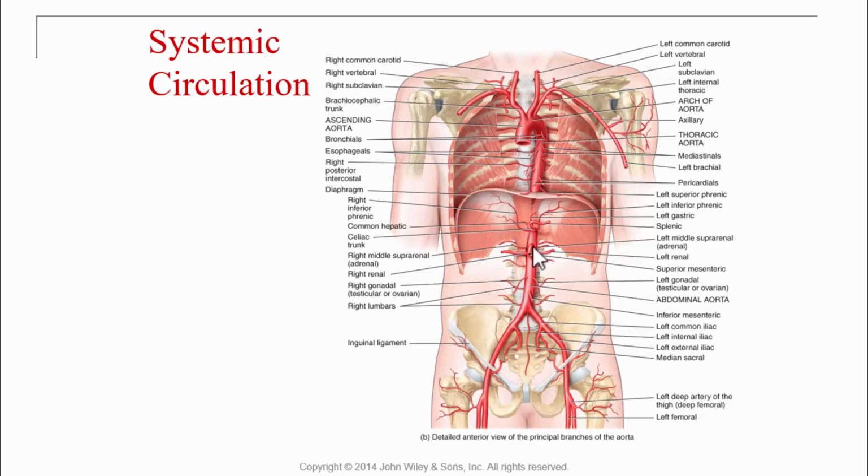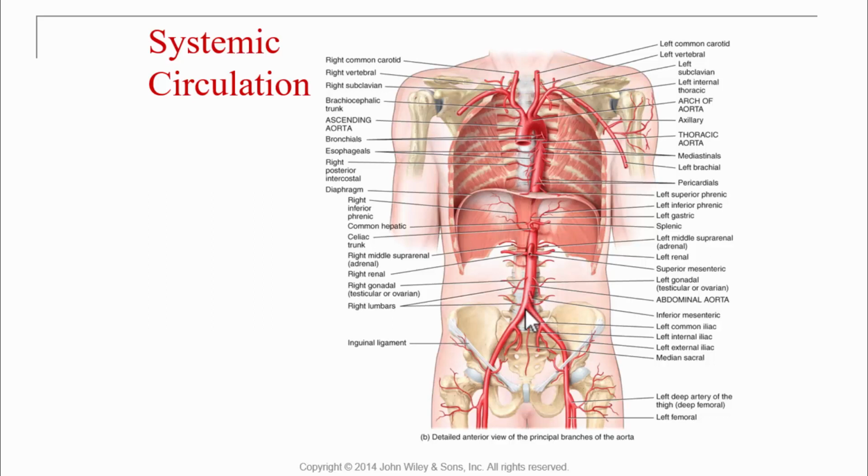As we come down, we have the superior mesenteric artery. Then our right and left renal arteries, which in a cadaver is a little hard to see because they're covered up by the renal veins. Going down a little bit farther, we have the right and left gonadal arteries. In the male, it'll be the testicular artery. In the female, it'll be the ovarian artery. Go down a little bit farther, we have the inferior mesenteric artery, again going to the intestines.